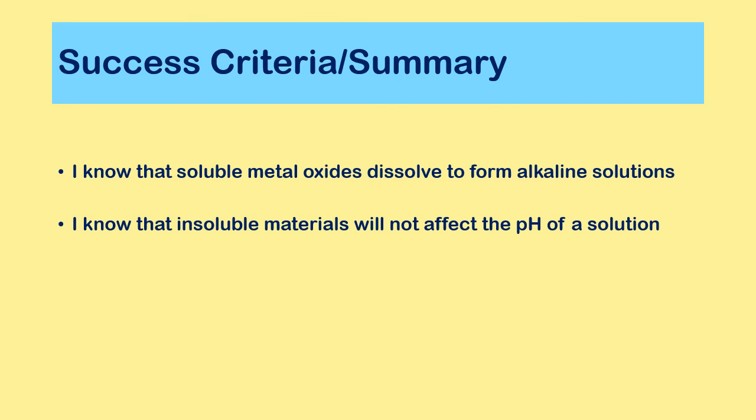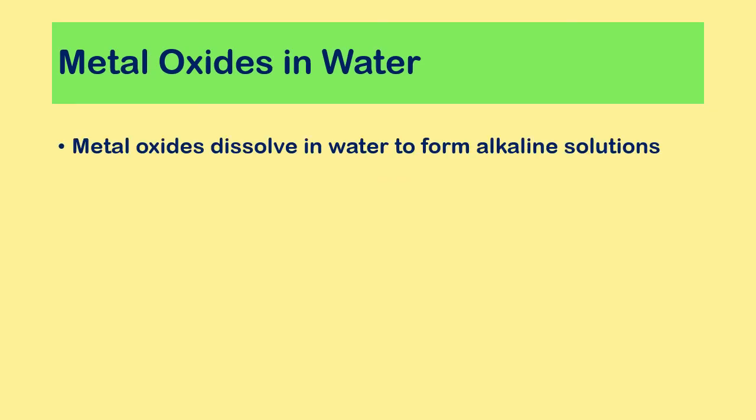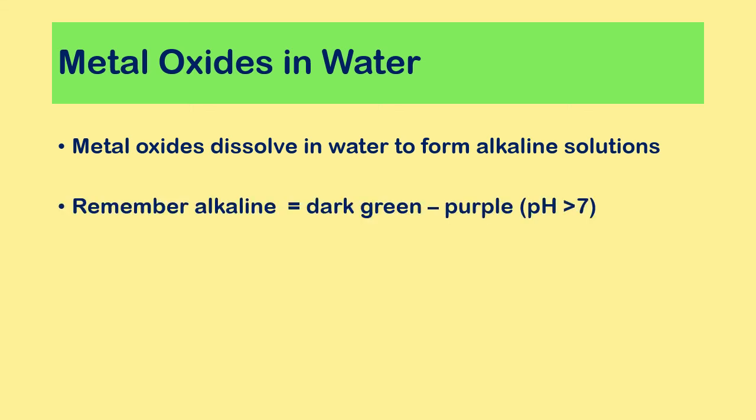In terms of success criteria, we would hope that you would be able to say that soluble metal oxides produce alkaline solutions, but insoluble metal oxides do nothing to the pH of a solution. So metal oxides in water. Metal oxides that dissolve form alkaline solutions. And remember that alkaline solutions are determined either using universal indicator or universal indicator paper, and you would notice a colour change to dark green, blue or purple.